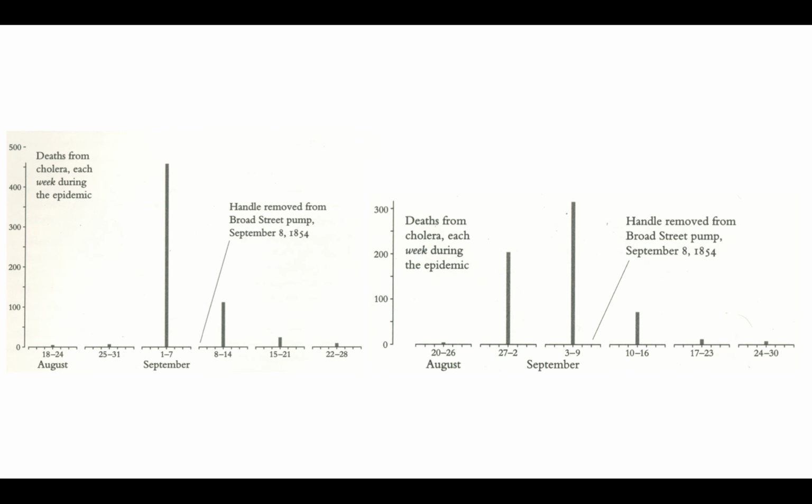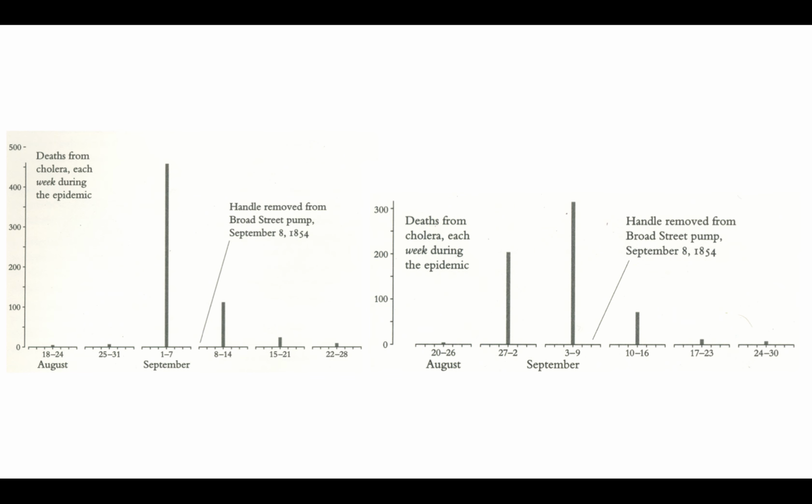So what he had, and you see here again, are basically bar charts. There's two of them, one on the left, one on the right, and they do different time frames. As you see, September 1st to 7th in the left one, September 3rd to 9th on the second one. That's the really key date. What Snow did, if you think through this, the handle was removed from the Broad Street pump on September 8th. And what this shows, on the one on the left, I get it, on the 8th the handle's removed, cases drop precipitously. But in fact, that's really not the most accurate.